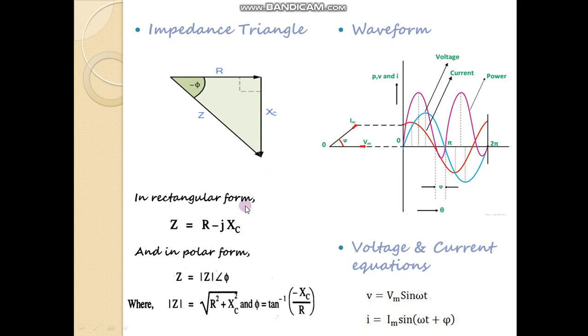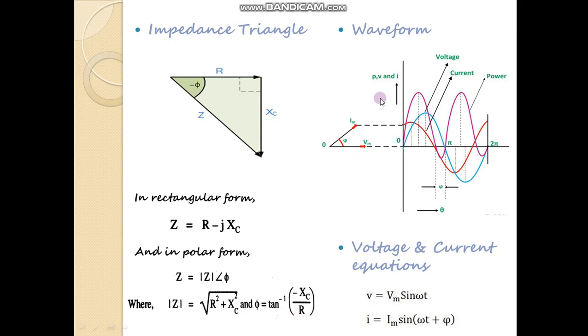In rectangular form, the impedance for the RC series circuit is given as Z equals R minus jXC, and in polar form it is Z equals mod Z, meaning the magnitude of Z, at an angle phi, where the magnitude of Z is found as under root R square plus XC square, and this phase difference is given as tan inverse of minus XC upon R.